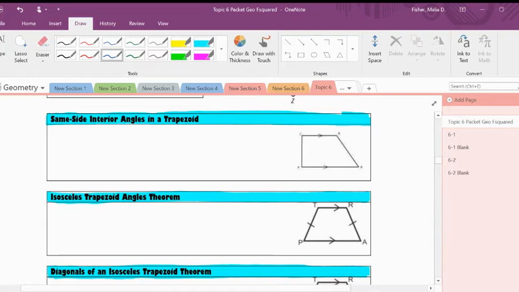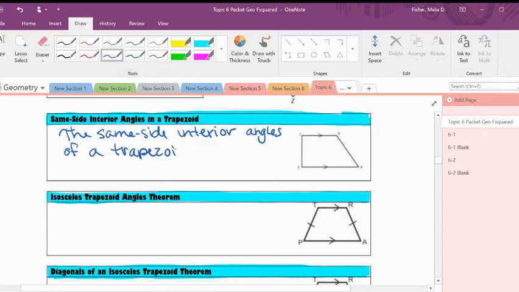The same side interior angles of a trapezoid are supplementary.